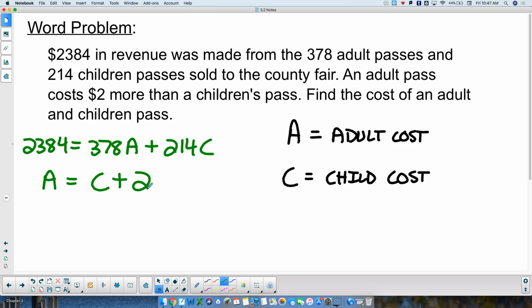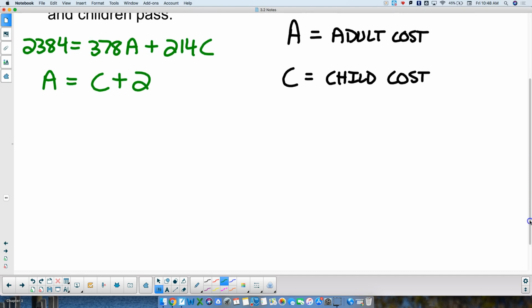Now, let's be honest. Graphing is probably the one that you are least going to pick. I get it. I rarely use graphing to solve anything. Substitution, if it's set up for you, yeah. This one, yes, it is set up for you. You've got A equals something already. You can just plug that back into your other equation. Or you could use elimination. Since we're talking about elimination today, I'm going to solve this one using elimination.